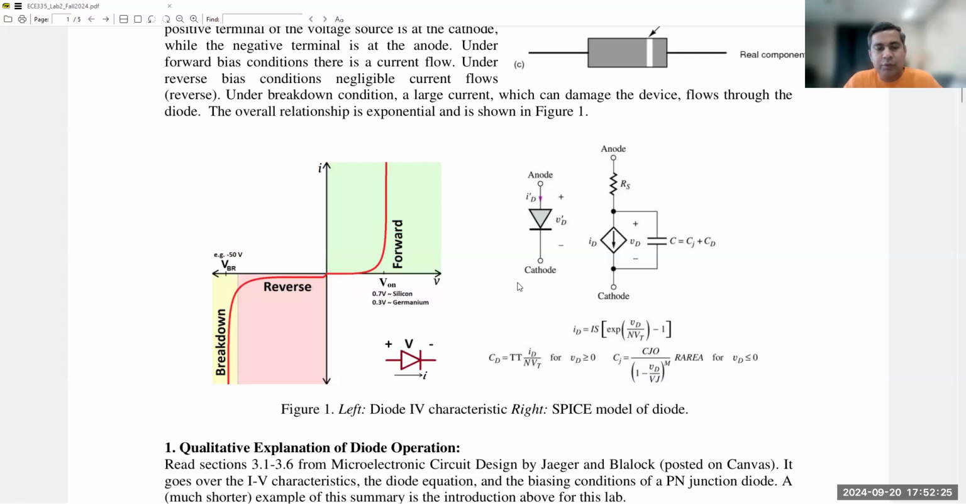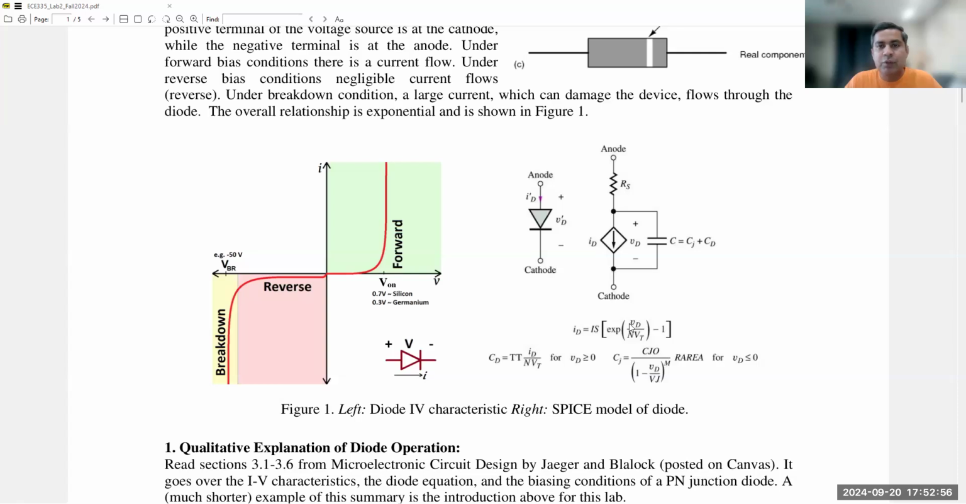So we are going to observe these phenomena, and then our goal is to find these parameters. So let's go back to this current equation, which is the diode current, the current flowing through the diode in the circuit. As I said, IS is the reverse saturation current. So the next parameter is VD, which is the applied voltage across the diode.